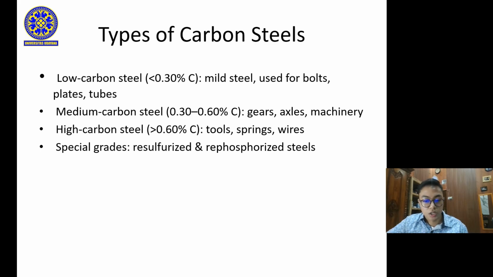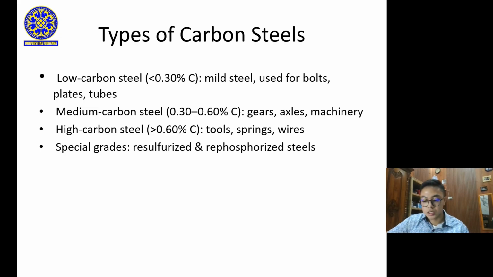Medium carbon steels contain from 0.3 up to 0.6% of carbon and are used for making gears, axles, and machinery parts. And the last is high carbon steel, which contains more than 0.6% of carbon and is used for tools, springs, and wires.